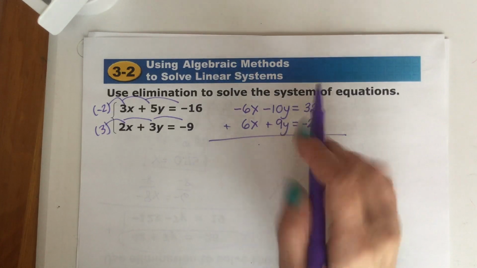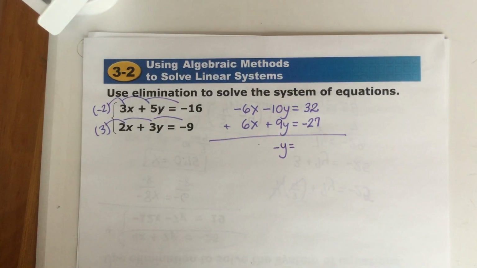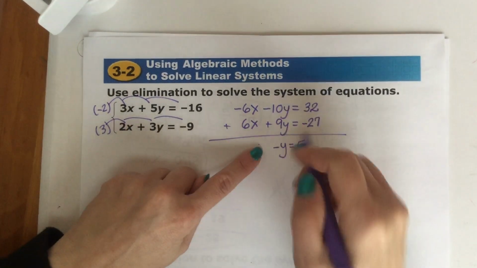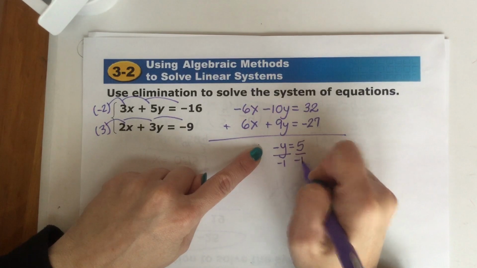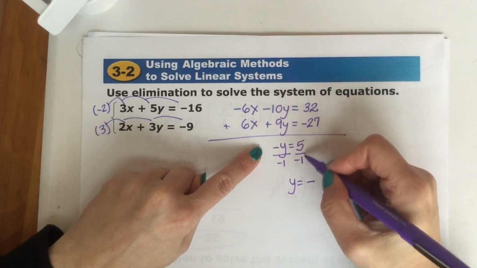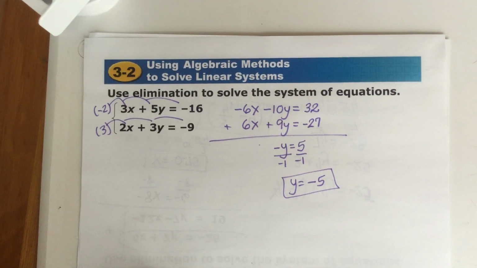Negative 10y plus 9y is negative 1y. 32 minus 27 is 5. To get y by itself, I need to divide both sides by negative 1. Positive divided by a negative is a negative. 5 divided by 1 is 5. So I know that y is negative 5.